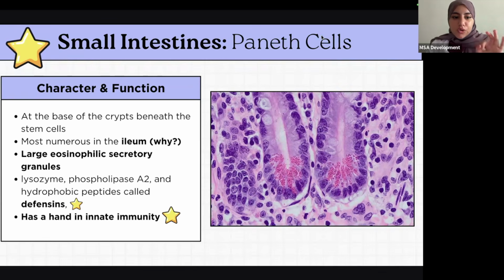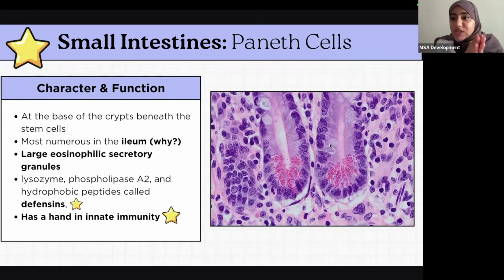At the end of our crypts of Lieberkühn, there's something called Paneth cells right over here. And what they are is they're for immune purposes. They secrete defensins, they secrete lysozymes, and all of these are bacteriostatic, and they fight against any kind of invasion or antigen or anything like that.